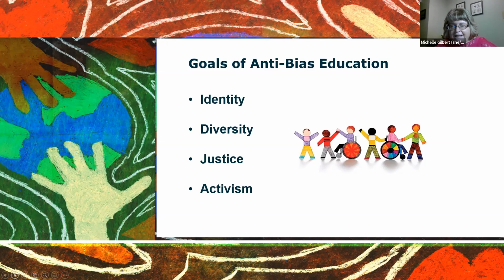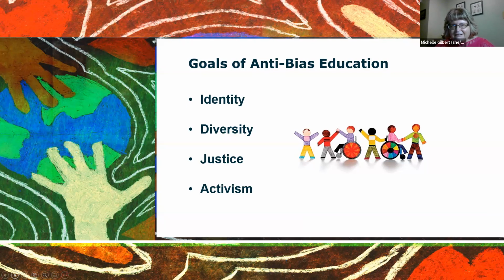when they experience them. And then activism, the action part of it, doing something about it, either by themselves or with others when those injustices do occur. So that's a very short overview of the 4 goals of anti-bias education. But that just gives you a little bit of an overview, and there's more information in the NAEYC document as well.